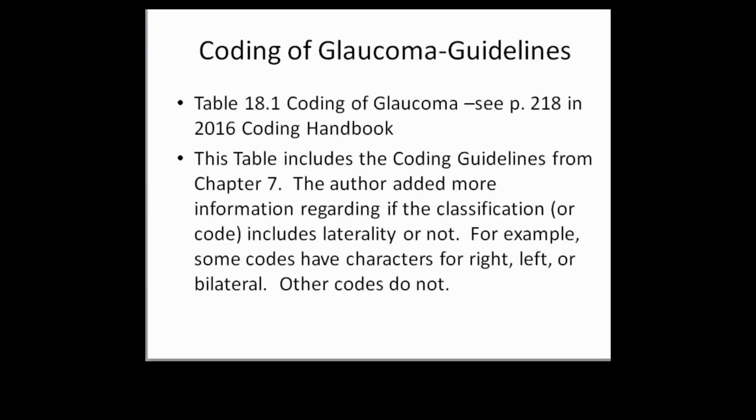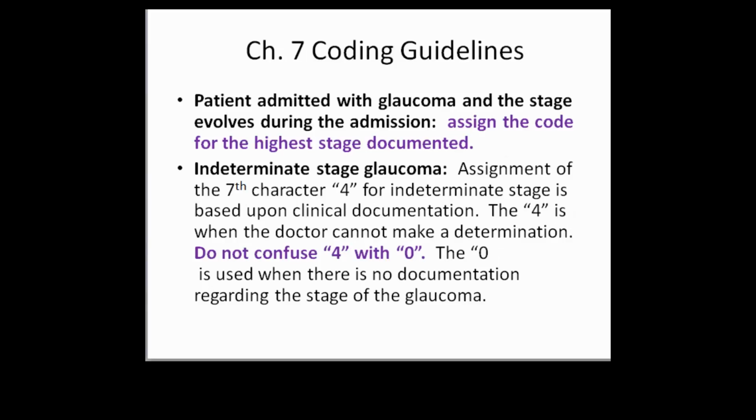In the coding handbook on page 218, table 18.1, she has created a table that includes those coding guidelines from Chapter 7, but also she added more information regarding if the classification includes laterality or not. For example, some codes you have a 5th, 6th, or 7th character that identifies if it's right, left, or bilateral. Other codes do not. So that's why you need sometimes a table like she's provided to you to be sure you're coding those accurately.